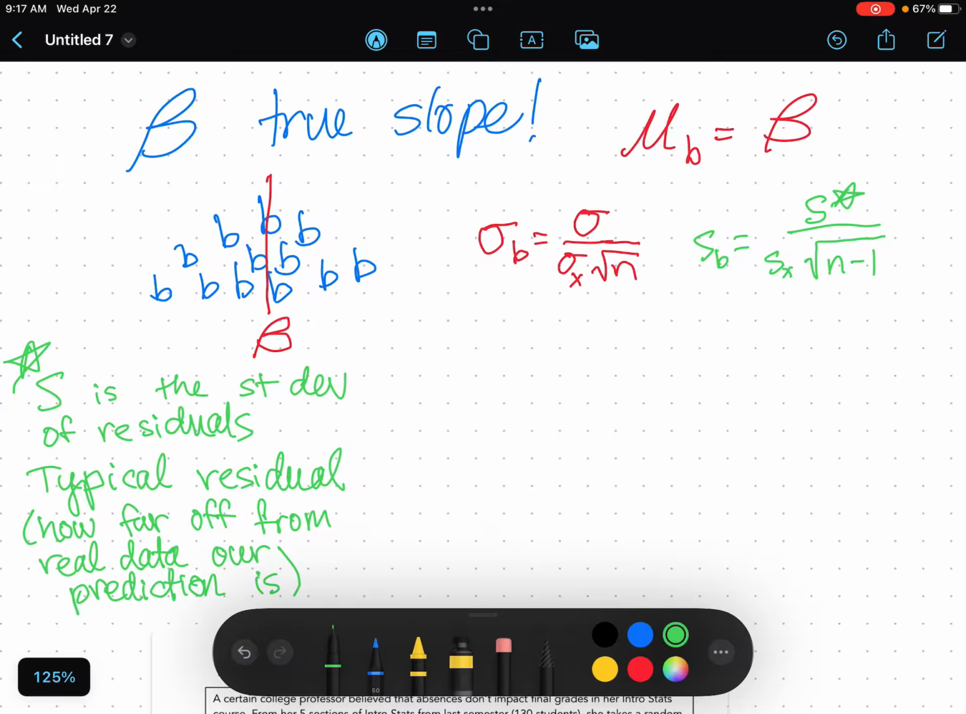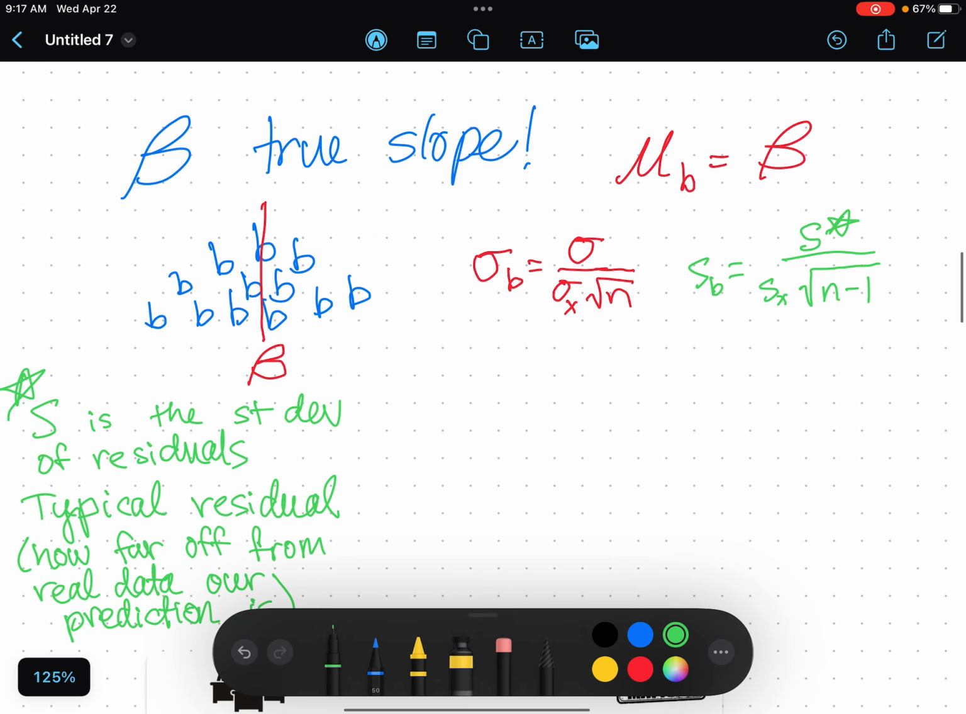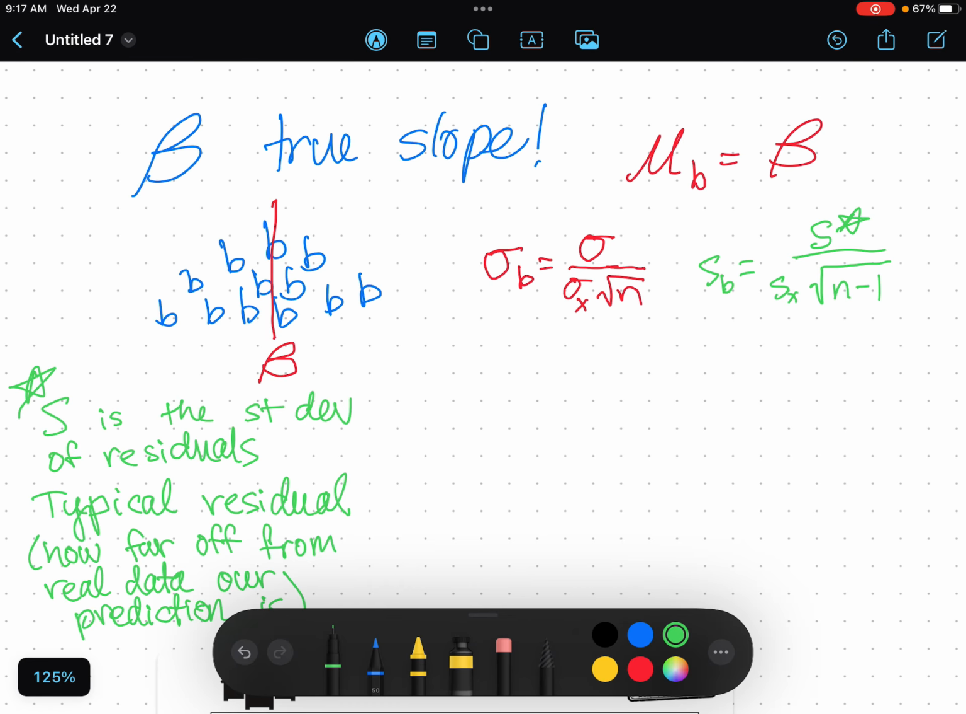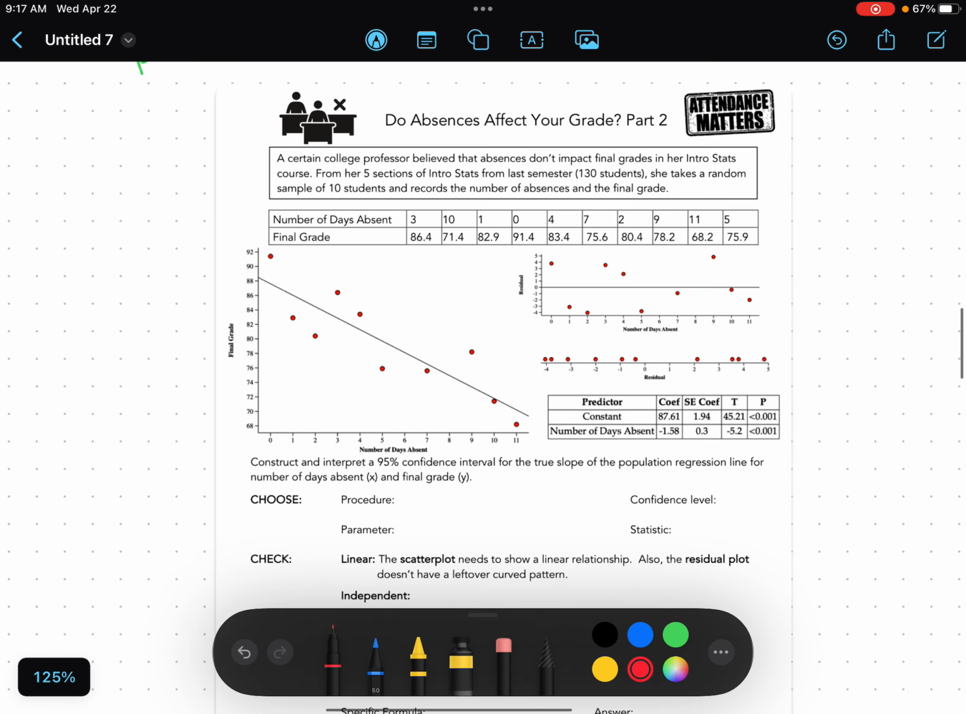Okay, so we're going to use this to do some statistical inference. And there are two main statistical inference procedures, right? We're going to do a confidence interval. And we're going to do a significance test. Woohoo! So exciting. So here's: do absences affect your grade?